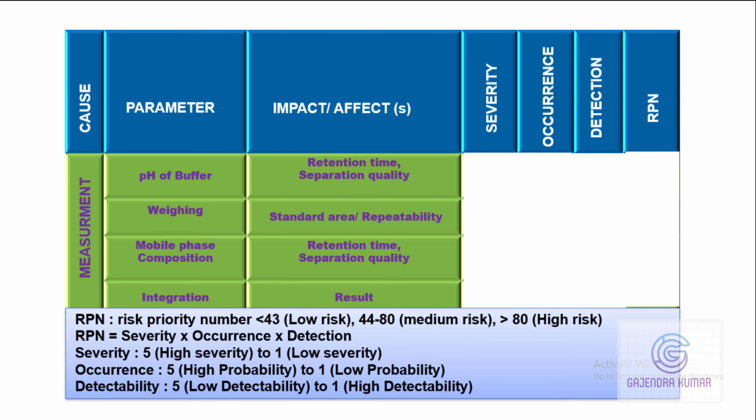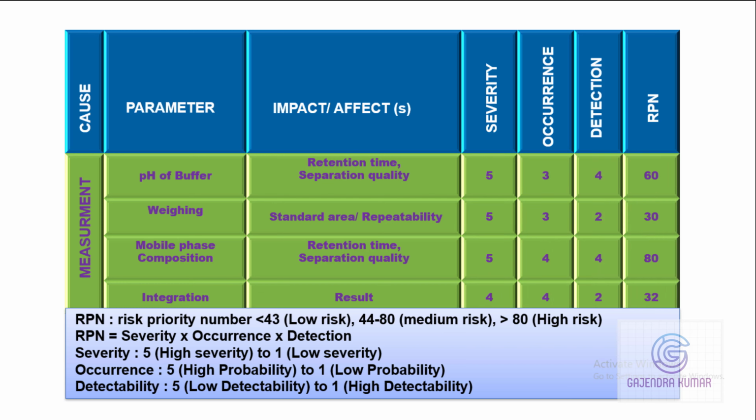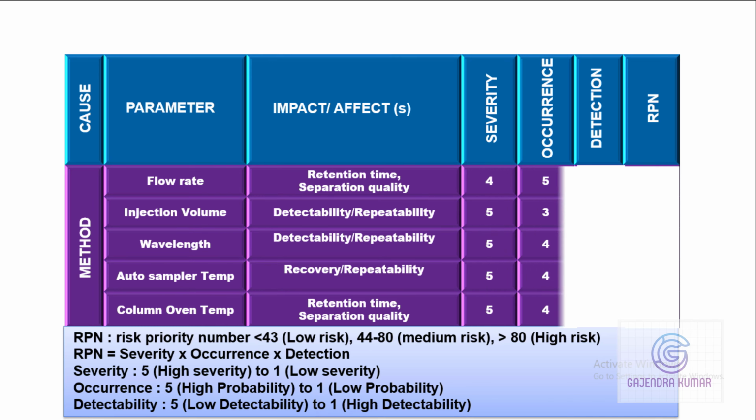With respect to the measurement, the pH of the buffer can impact our retention time and separation quality. Weighing will impact our repeatability. Integration also will impact our results. So these are the numbers associated with the measurement. pH buffer and mobile phase composition are in the high and medium risk zone, and integration and weighing are in the low risk zone. With respect to the flow rate, these are the numbers.